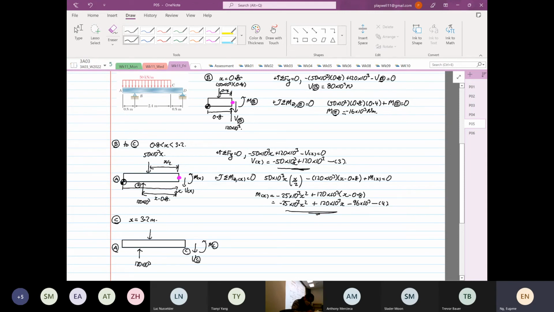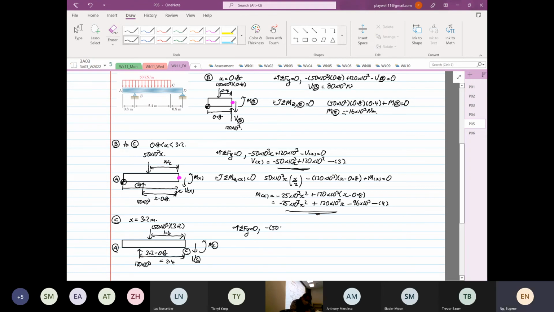We know that we have a load that's 50 times 10 to the power 3 multiplied by 3.2. The distance from here to here is 1.6. And then we know the distance from here to here is 3.2 minus 0.8, which is 2.4. So again, summation of forces in the y is equal to 0. This will be equal to minus 50, sorry.